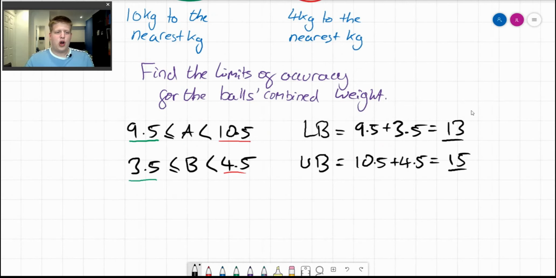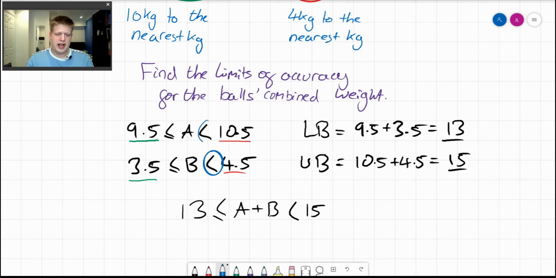Now that we have our lower bounds and upper bounds, it's time to write the limits of accuracy, and we know how to do that. It'll be 13 is less than or equal to the combined mass of A and B, so we'll do A plus B, and that will be strictly less than 15. The reason why it's strictly less than is because previously we had the strictly less than sign here and here, so that means that it also stays over here. And this is our answer to the question.